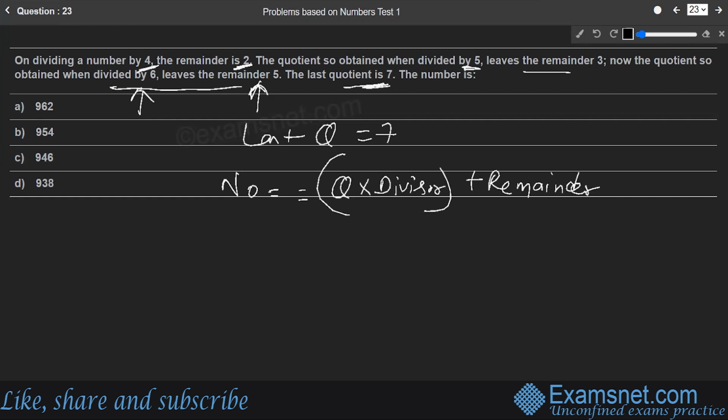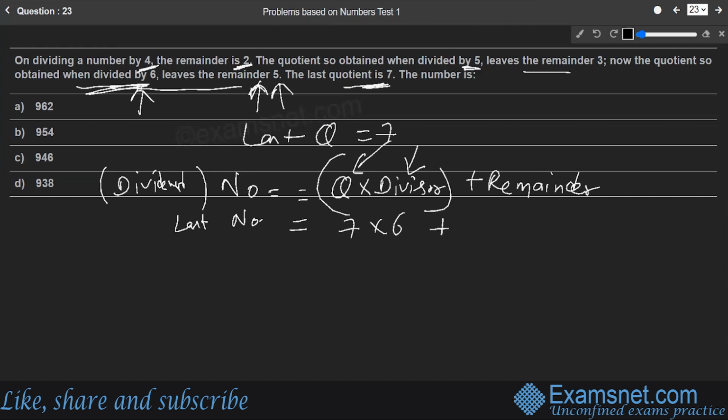The number can also be written as the dividend. Dividend can be found by quotient into divisor plus remainder. So what is that number? He said this particular quotient of 7 has been achieved when the number was divided by 6. So in place of quotient, we will write 7, and the divisor becomes 6. So the last number will become 7 into 6 plus remainder. How much was the remainder in the last division? It was 5. So this number becomes 7 times 6, or 42, plus 5, which is 47. So this last number is 47.